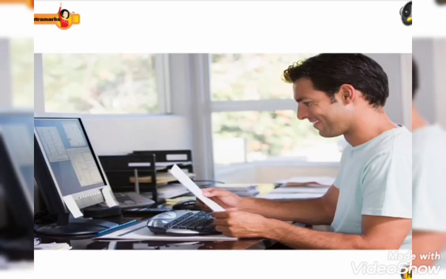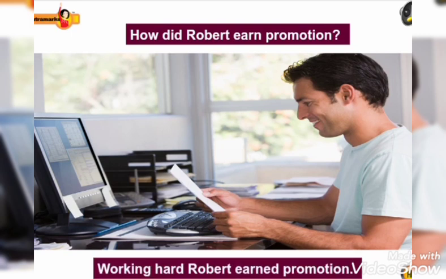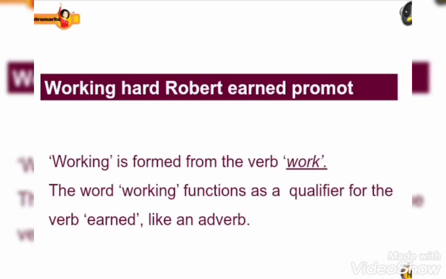Let's take a look at another example in which a participle functions as an adverb. How did Robert earn promotion? Working hard, Robert earned promotion. In the sentence, working is formed from the verb work, and like a verb is qualified by the adverb hard. The word working functions as a qualifier for the verb earned, like an adverb.